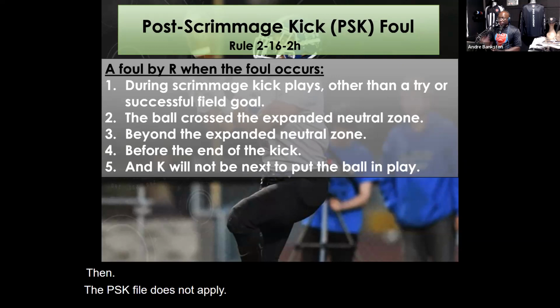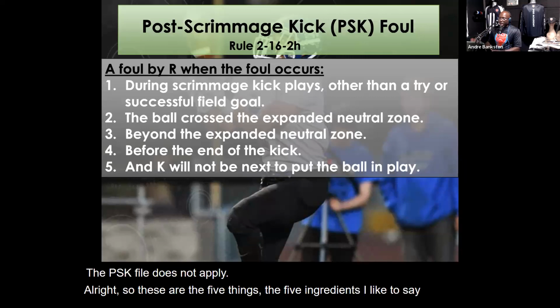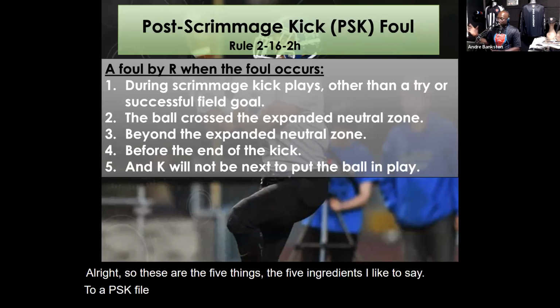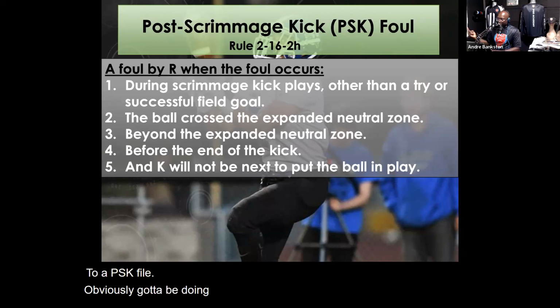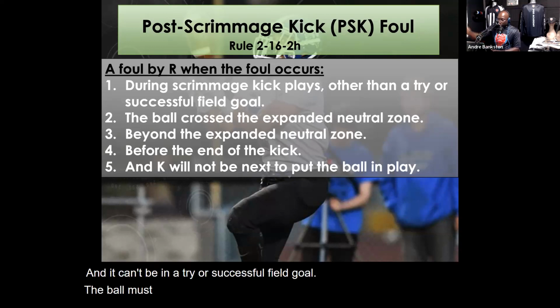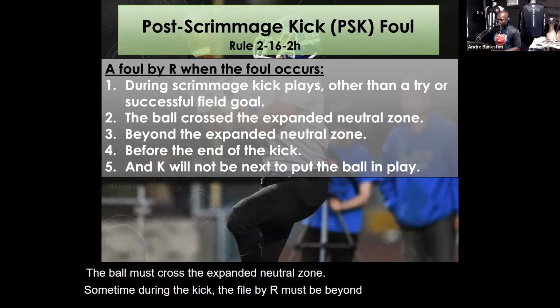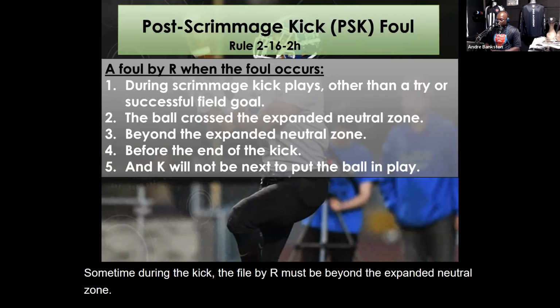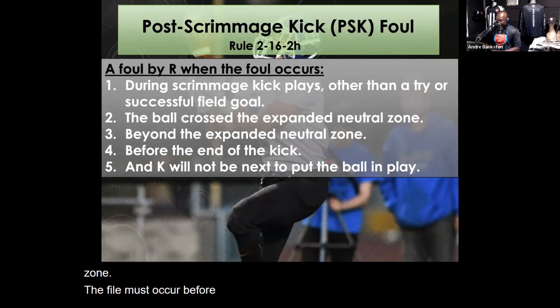All right. So these are the 5 things, the 5 ingredients, I like to say, to a PSK foul. Obviously, got to be doing a scrimmage kick. So a free kick does not apply. And it can't be in a try or successful field goal. The ball must cross the expanded neutral zone sometime during the kick. The foul by R must be beyond the expanded neutral zone. The foul must occur before the kick ends. And K cannot be the next to put the ball in play.